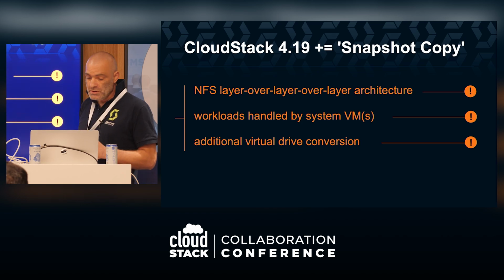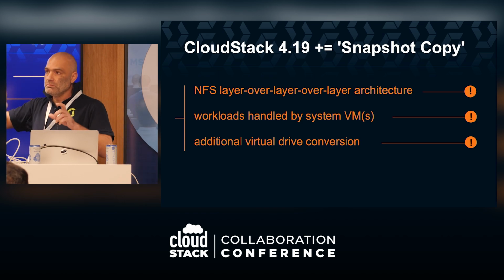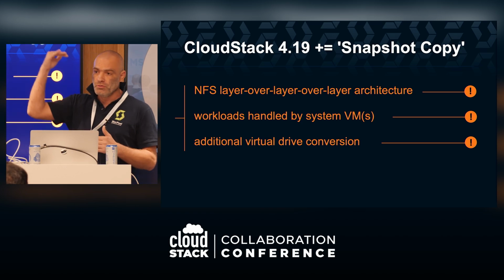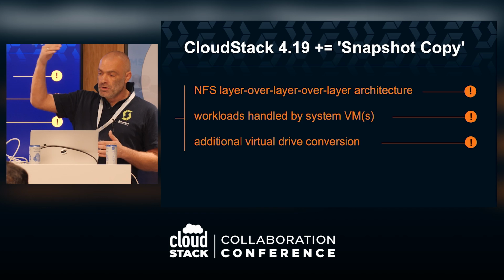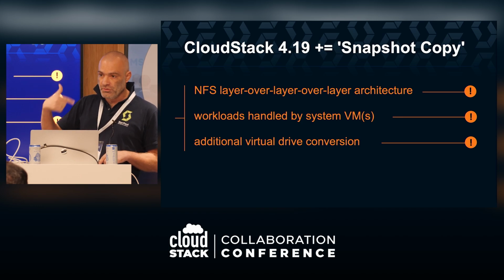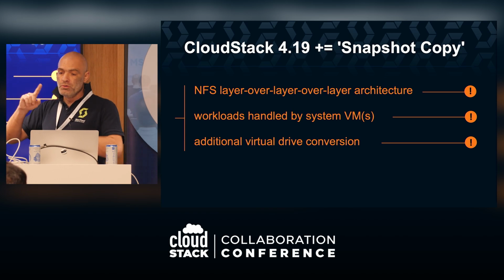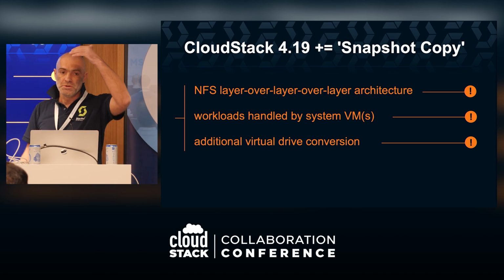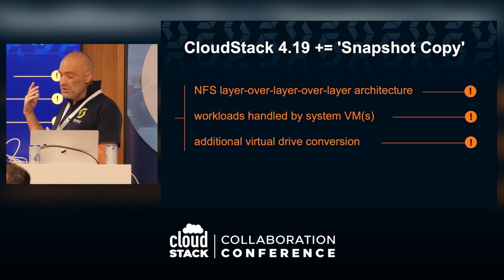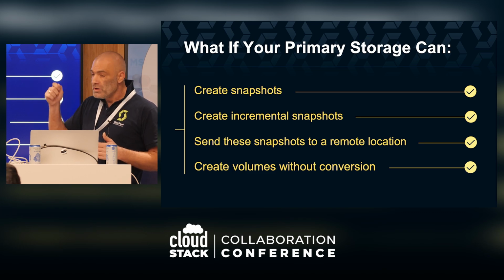And last but not least, additional virtual drive conversion. Usually the primary storage system provides the volumes as raw block devices, LVM volumes or ZFS volumes to the virtual machine. When you want to copy a snapshot to the secondary storage system, it must be converted to a QCOW image, which is an additional process, an additional conversion. And then when you move the snapshot to the remote secondary storage and you want to use it, you must convert it back from QCOW format to the format that the primary storage uses at the remote location. Again, this definitely works, but what if your primary storage can already create snapshots.